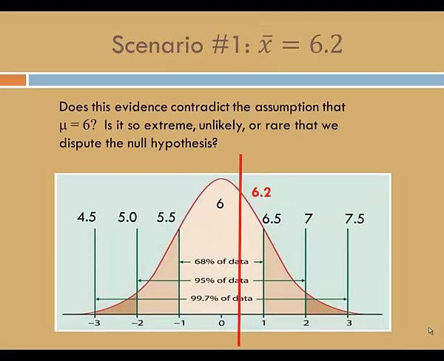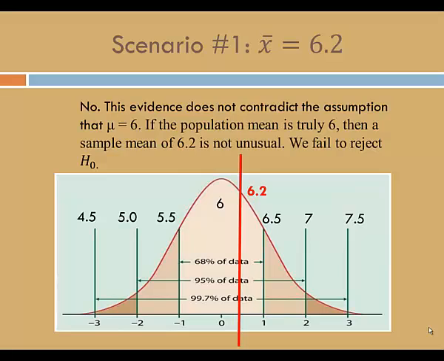In the first scenario, our sample mean is 6.2. Does this evidence contradict the assumption that mu equals 6? In other words, is it so extreme, unlikely, or rare that we dispute the null hypothesis? This evidence does not contradict the assumption that mu equals 6. If the population mean is truly 6, then a sample mean of 6.2 is not unusual, and so we fail to reject H0.